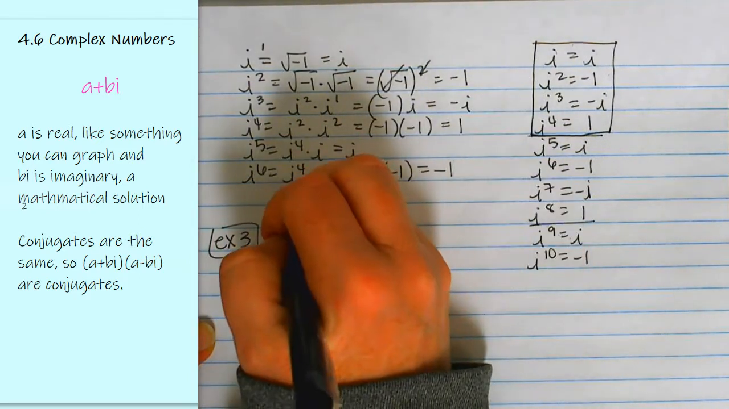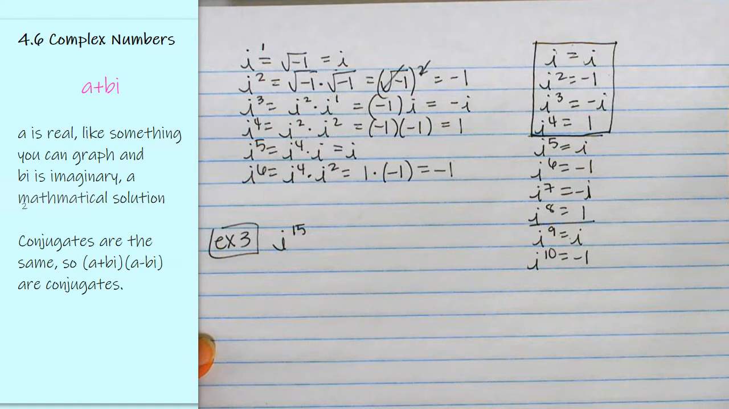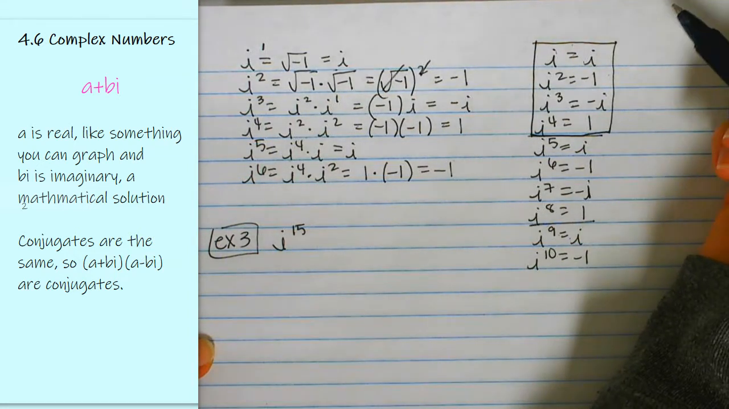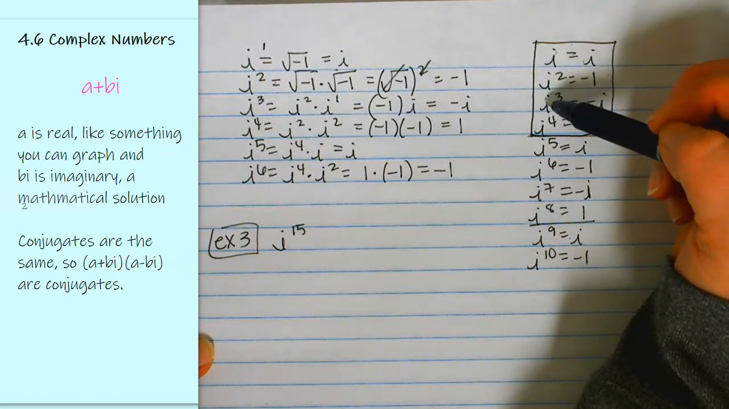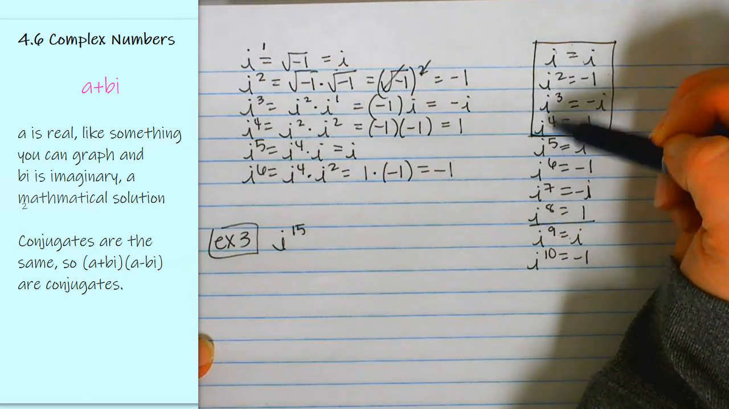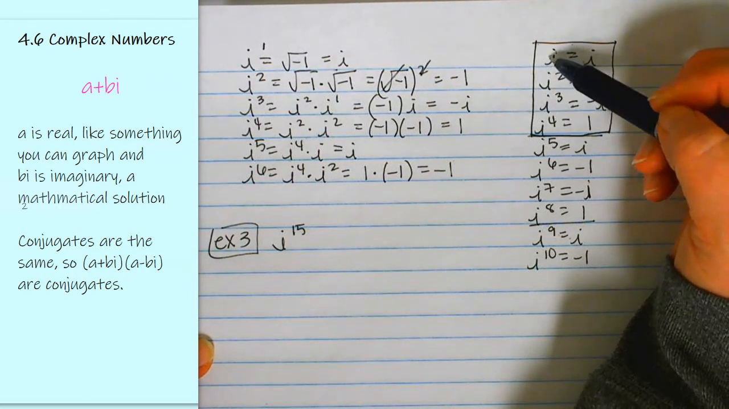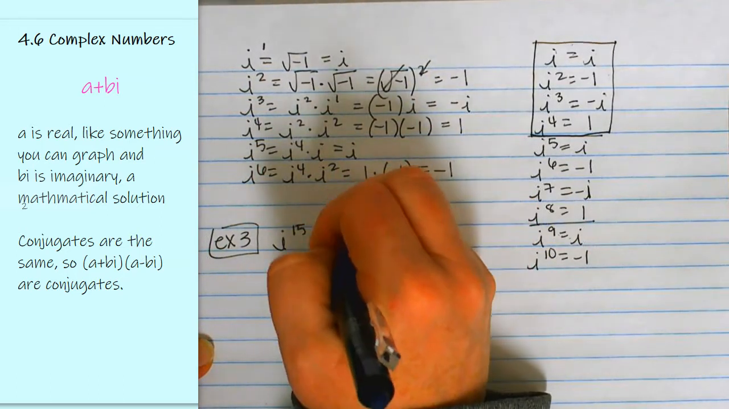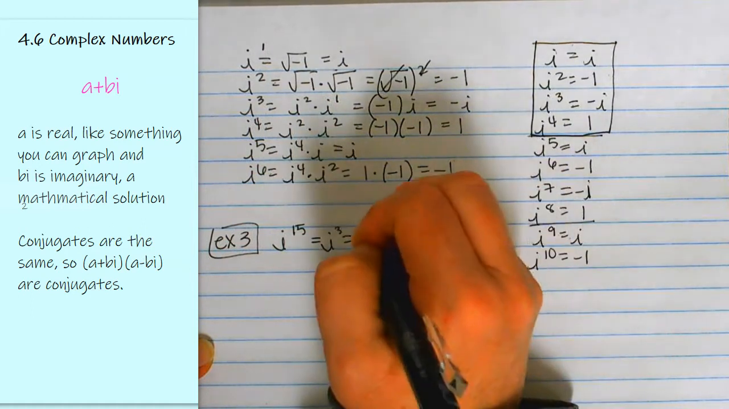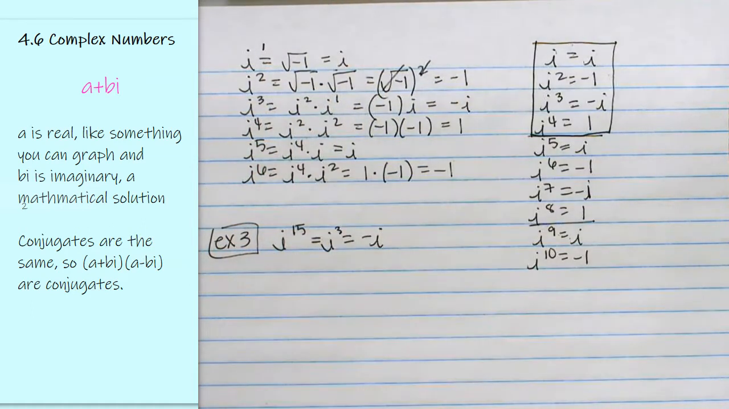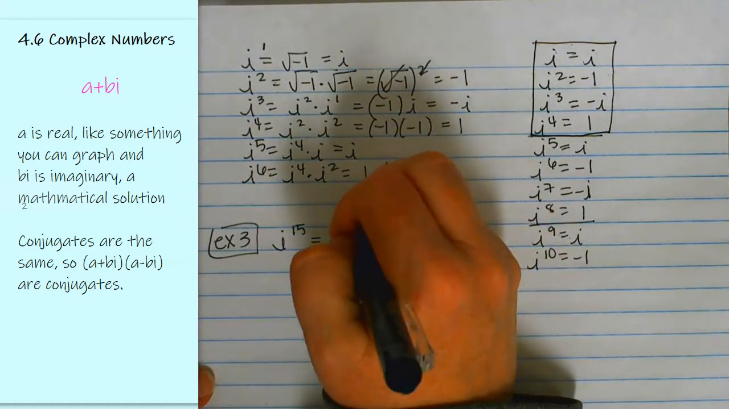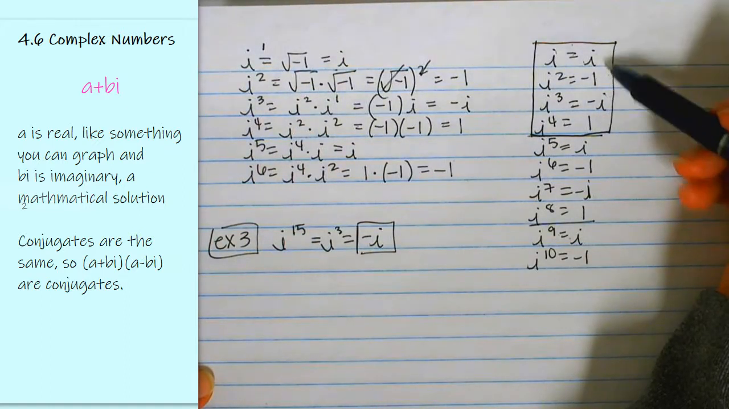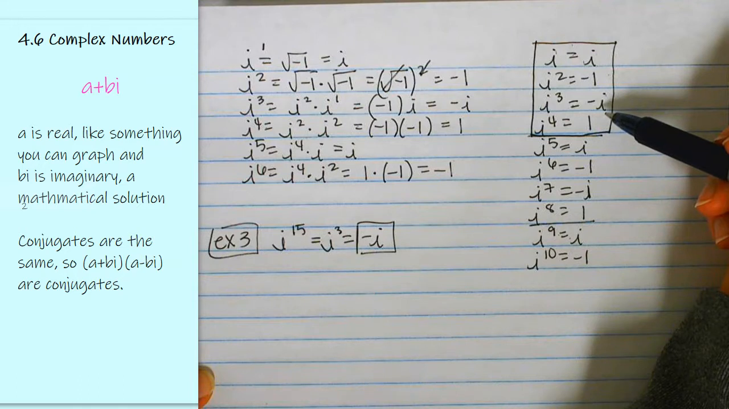what is i to the 15th power? So i to the 15th, and one way that students like to do this is just count. 1, 2, 3, 4, 5, 6, 7, 8, 9, 10, 11, 12, 13, 14, 15. So i to the 15th equals i cubed equals -i. So you would simplify i to the 15th. It either simplifies to one of the ones or one of the i's to the first power.